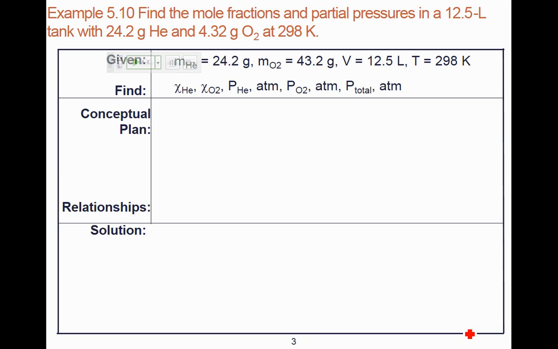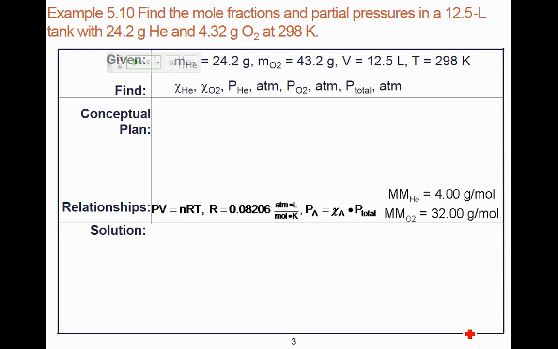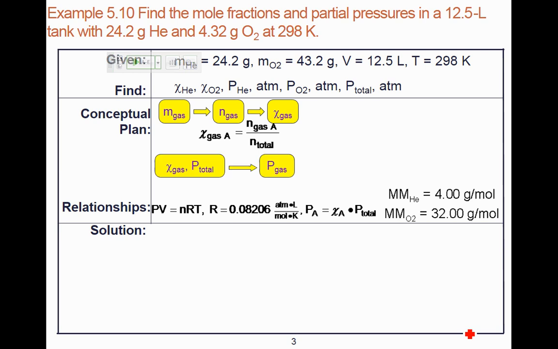We're given our mass, but we want our moles. So that's our first step. According to the periodic table, our molar mass of helium is 4 grams per mole, and our molar mass of O2 is 32, 16 times 2 grams per mole. So we can find our moles of each, and then we can find our total moles in that way. So we can find our mole fractions. That's pretty straightforward, and that's what we're going to do first.